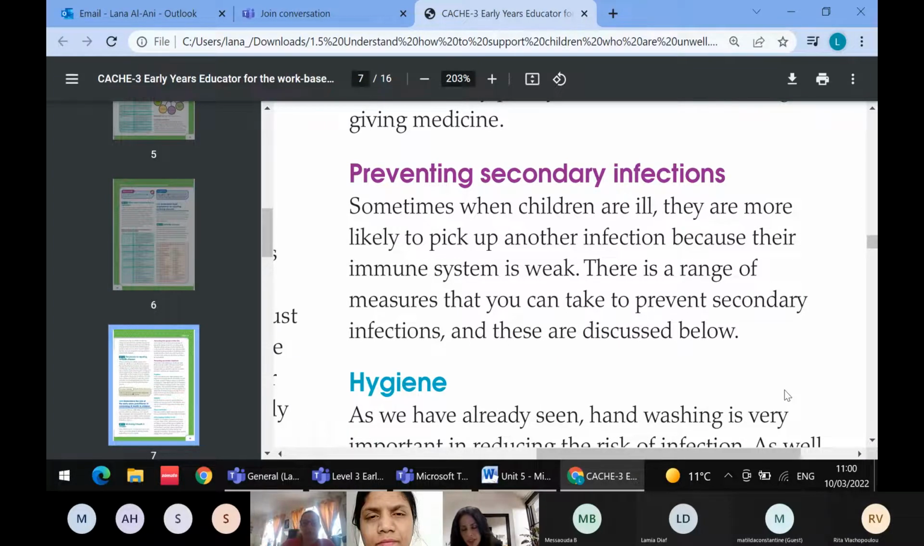If the children are ill, and we notice a child has different or unusual behavior, we have to contact the parent and explain to them, in case they need to self-isolate, like with chickenpox.